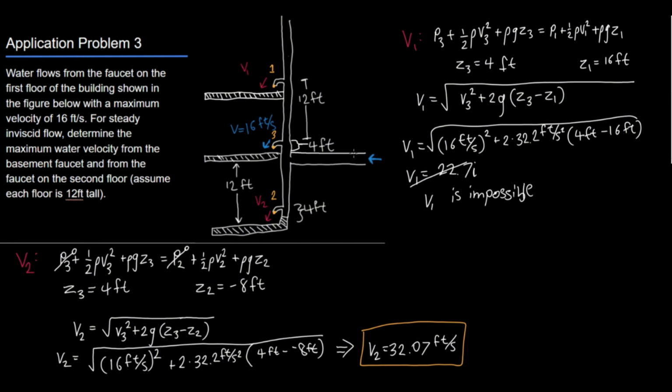There is not enough energy for this flow to reach up to the second story because we can tell from the velocity coming out of the first story that it just cannot compensate. So we're going to box this. We're going to say V1 is impossible. There's not enough energy, and call it a day.